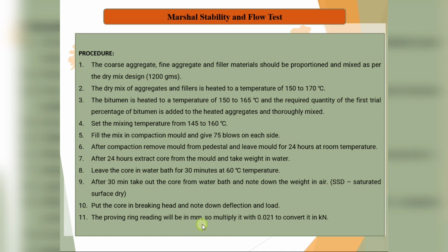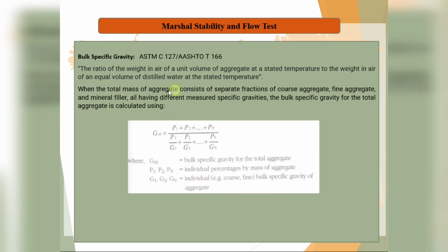And basically we are going millimeter to kilonewton. So after that, we need to find four things. First one is bulk specific gravity. It's according to ASTM standard code C127 and AASHTO T166.